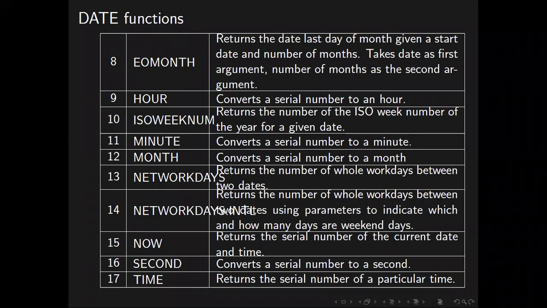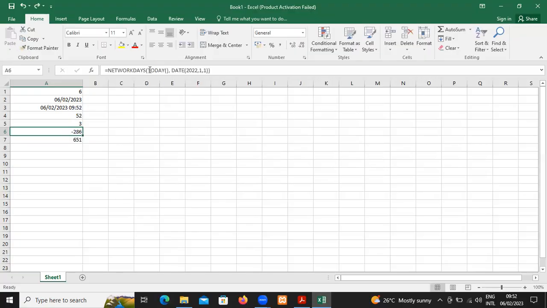Net work days means how many working days. Oh, sorry. It gives us the total number of working days within one particular year, whereas it should end with February 6th. For the entire year 2022, it says there will be 286 working days. For the entire year means up to 31st December. It's doing the wrong calculation. I don't know why.